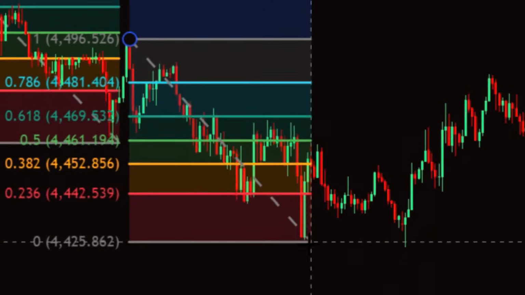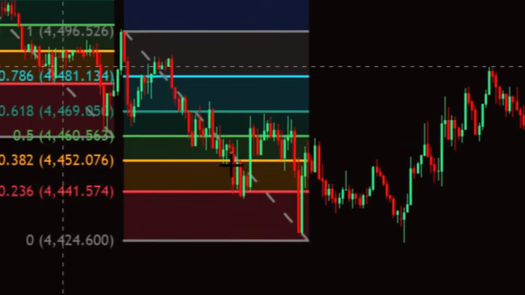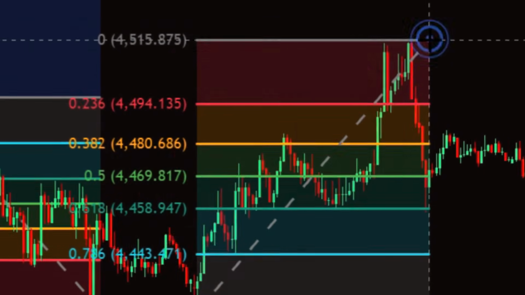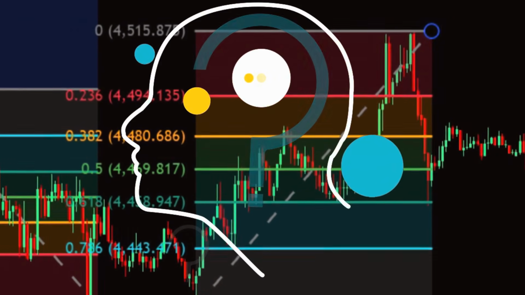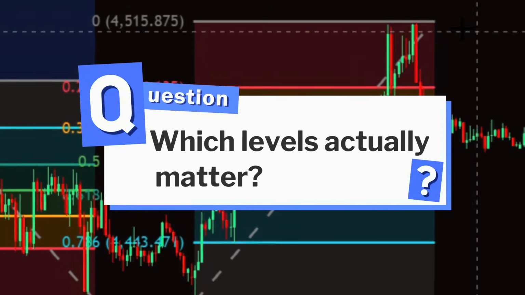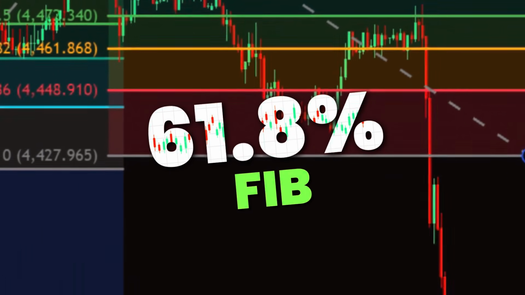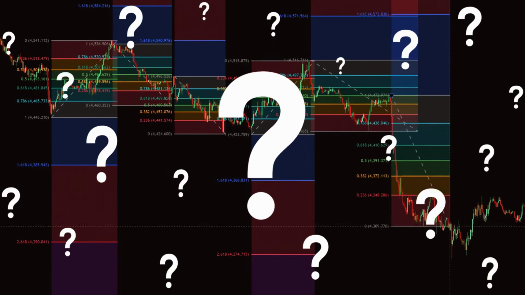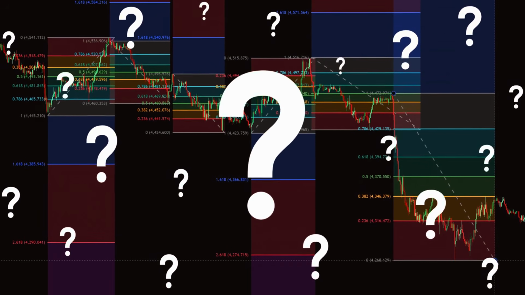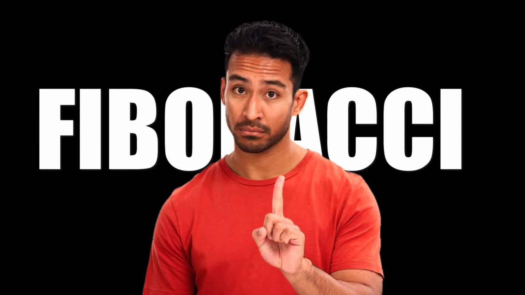It gets confusing, and eventually most traders just abandon Fibonacci because they don't really know where to start and which levels actually matter. Is it the 38.2%, the 61.8%, or is it all just extra clutter that makes you hesitate on every entry? Some traders will tell you it doesn't work. The truth is simpler. You're just not using it correctly.